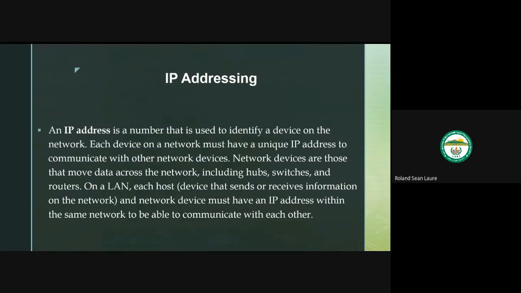IP addressing. An IP address is a number that is used to identify a device on the network. If you notice, on a network, for example 192.168.1.1, the next is .2, the next is .3. So they cannot be the same, just like people have different fingerprints, different names, different surnames. So that is the IP address of a computer.